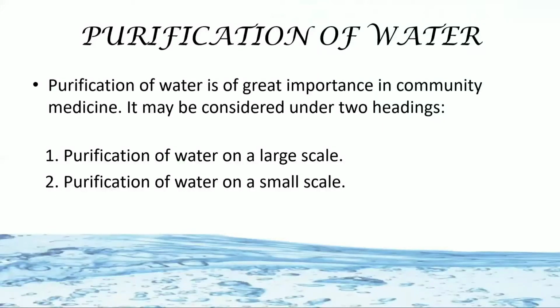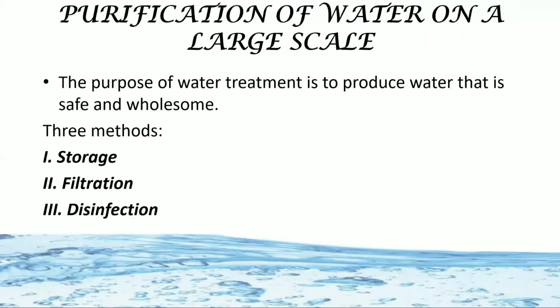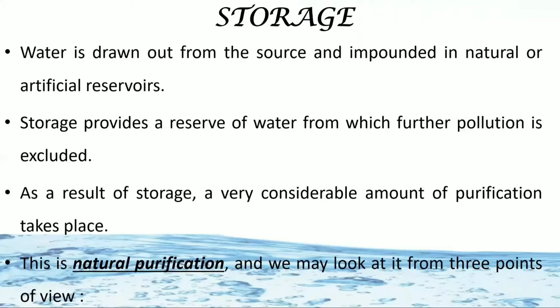There are two processes of purification of water: on a large scale and on a small scale. In large scale, there are three methods: storage, filtration, and disinfection. In storage, the water is drawn from the source and impounded in a natural or artificial reservoir. Storage provides a reservoir of water from which further pollution is excluded. It is natural purification. There are three processes in storage: physical, chemical, and biological.